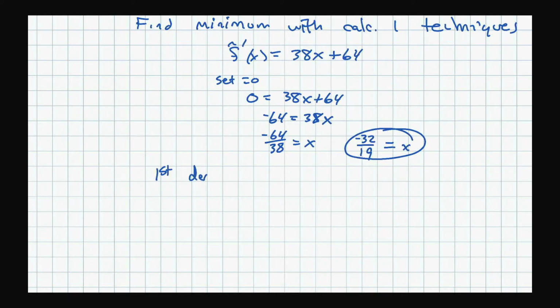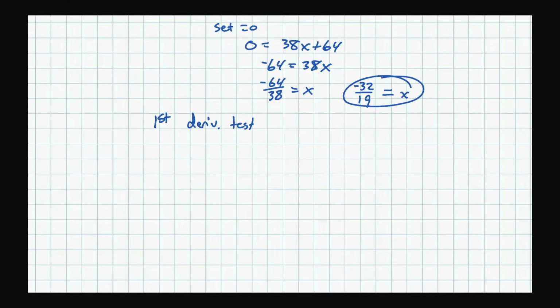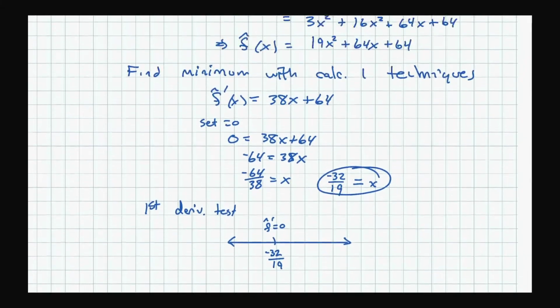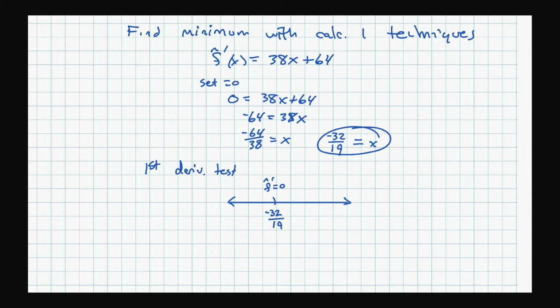I'll do the first derivative test. Just briefly, because this is, again, not really what we want to be doing with our time. But let's say negative 32 over 19 here. This is where the derivative is 0. And then if you put a number that's on the right-hand side of this, like 0, into the derivative, which is up here, you would get 0 plus 64. And the point is that it's positive.